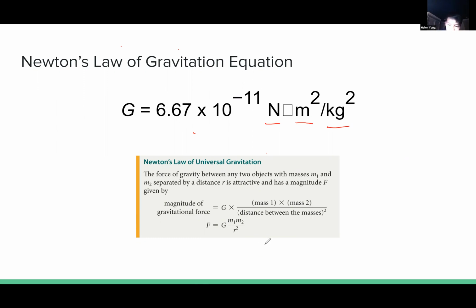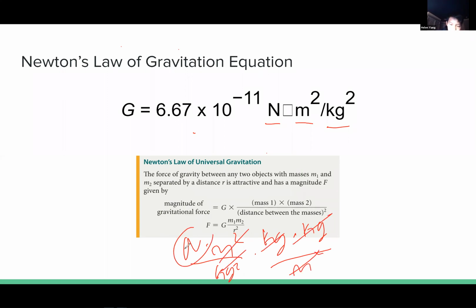And if you plug that into the equation, you get newtons times meters squared over kg squared. For mass 1, it would be kg, and mass 2 would be kg. And the distance between the masses squared would just be meters squared. So you can cancel that out, and you would be left with newtons for the unit for force.